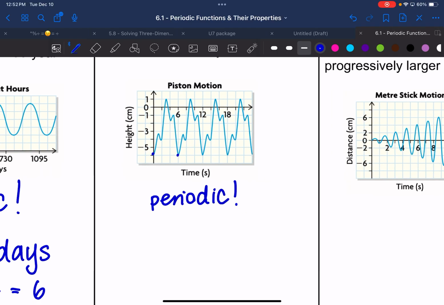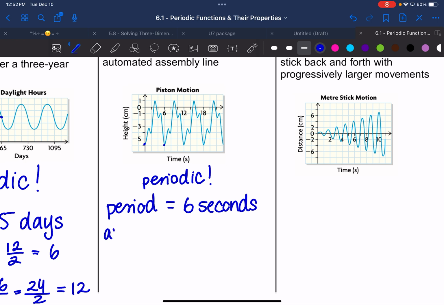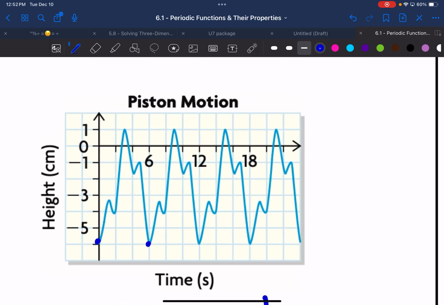And then you tell me, what's the period of this function? 6. Yep, that's going to take 6 seconds. So the period equals 6 seconds. All right. Amplitude. I have to look. What's my max? What's my min? Max is 1, and minimum?